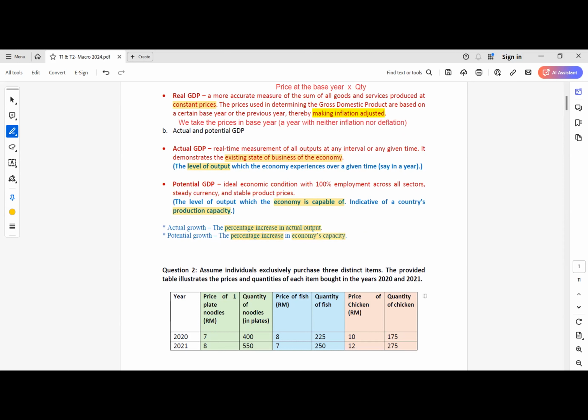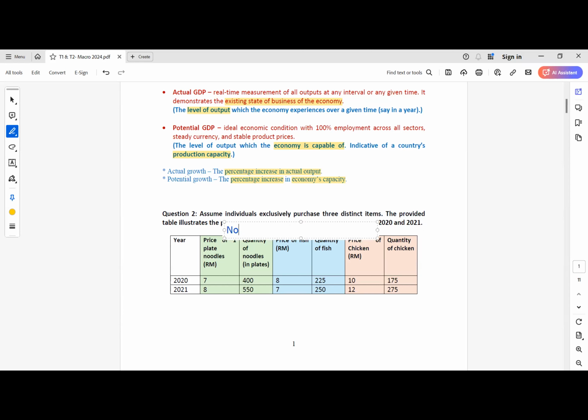The first item here is noodles. The one that I put in green color is noodles, one item. The second item is fish. And the third item is chicken.